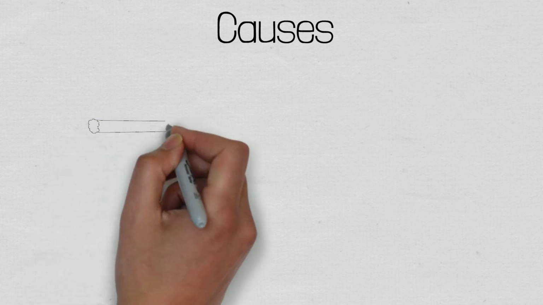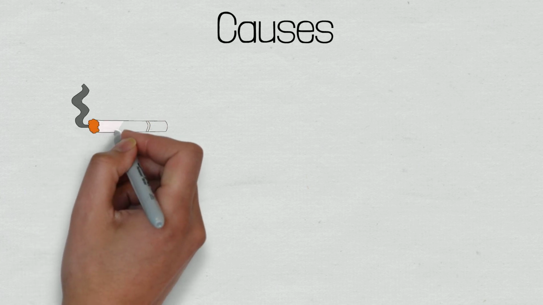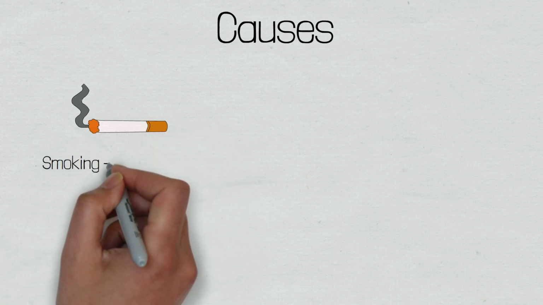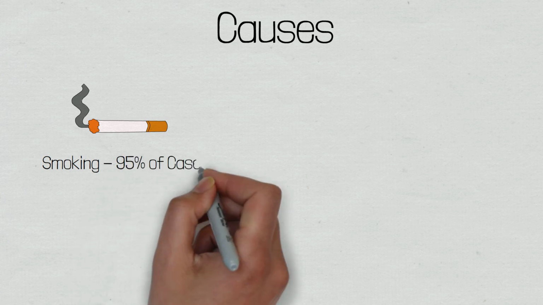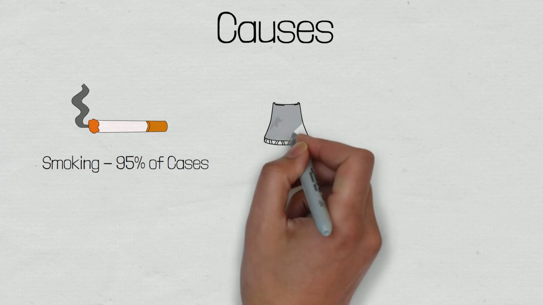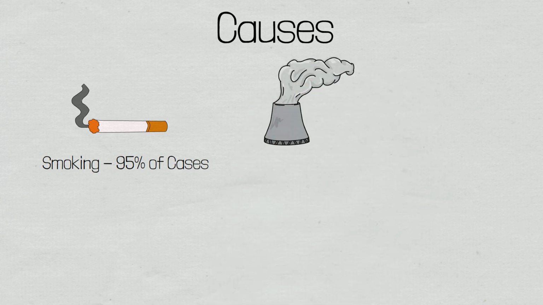Now let's look at the causes of chronic obstructive pulmonary disease. The main cause of COPD is smoking, which is responsible for approximately 95% of cases. The toxins in smoke cause chronic immune responses, which cause irreversible damage. Another cause is air pollutants, or patients who have been exposed to pollutants and strong chemicals through employment.